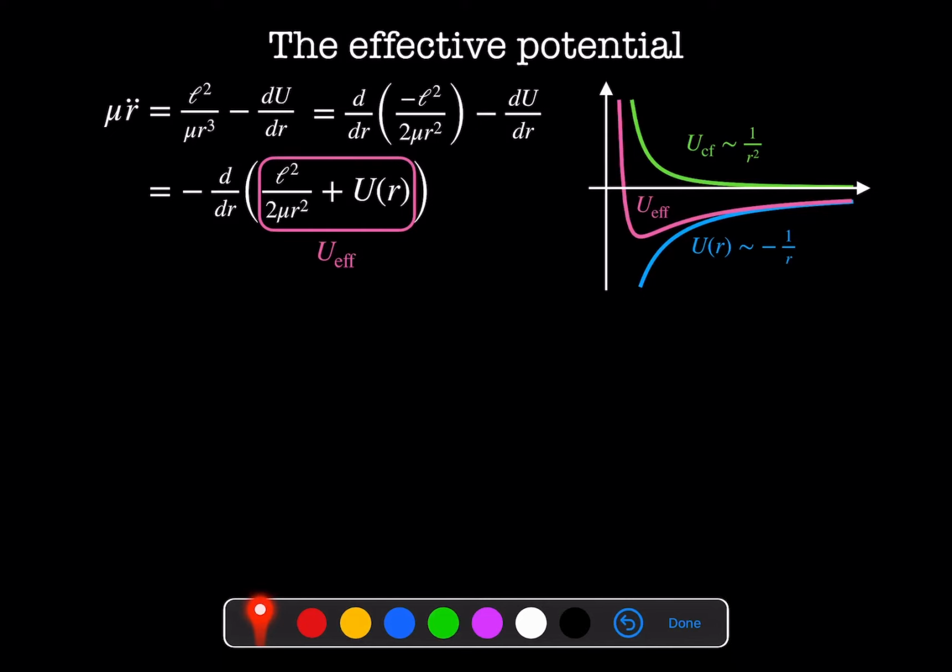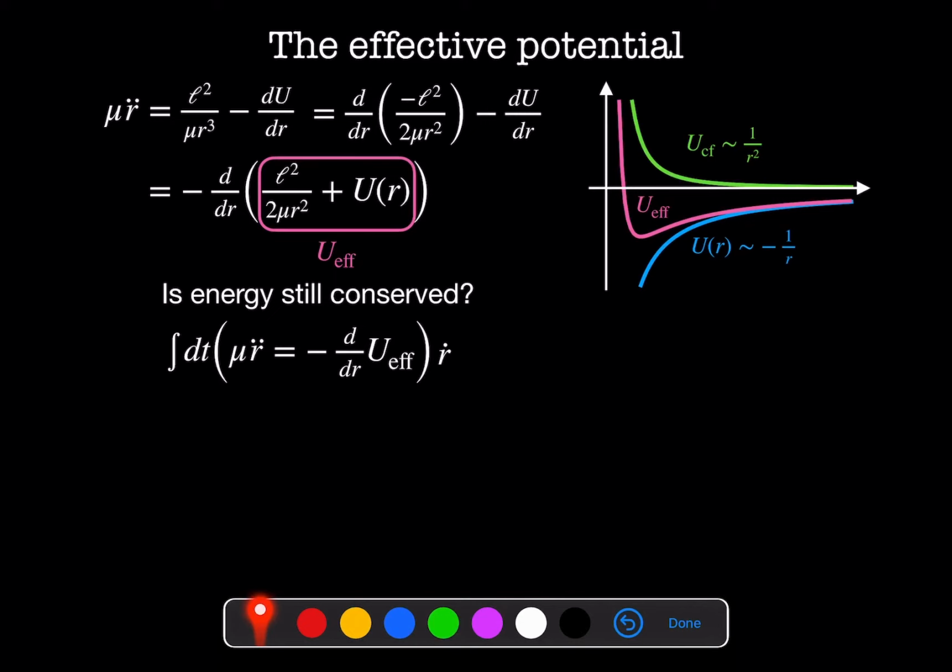The last thing we want to double check for this formulation is that energy is still conserved in this new coordinate system. This is our equation of motion. We've got the force in the r direction equal to minus the derivative of some potential. So if I want to make sure that this is conserved, what I'm going to do is multiply both sides of the equation by r dot and then integrate dt.